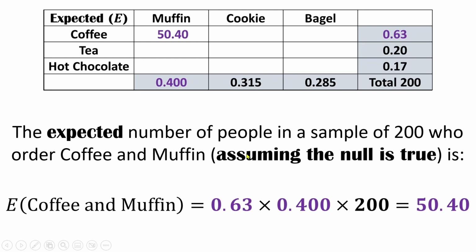So the expected number of people in a sample of 200 who order coffee and muffin, again assuming that the null is true, is equal to the probability that they order a coffee and a muffin multiplied by the sample size, and that gives us a product of 50.4. And so there's our first expectation. So we can go through this table and calculate all the expectations in the same way if we choose. And that's the way I was encouraging you to do it on the actual skill check.